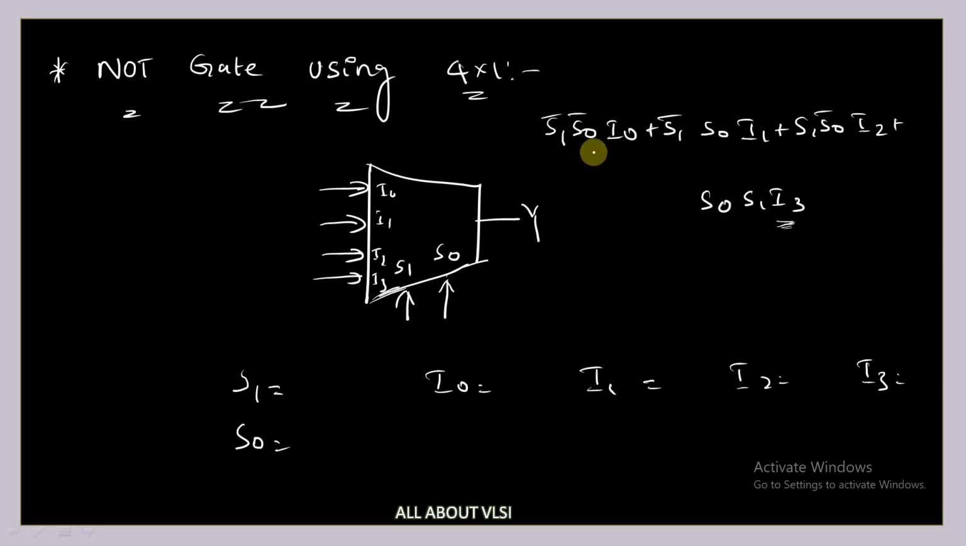Okay, I'm going to apply S0 equal to A and S1 equal to 0, and I1, I2, I3 are also 0. So what I'm doing is I'm basically applying 1 0 0 0, and this is also 0 and this is 1. So substitute this and let me know, are you getting the NOT gate?